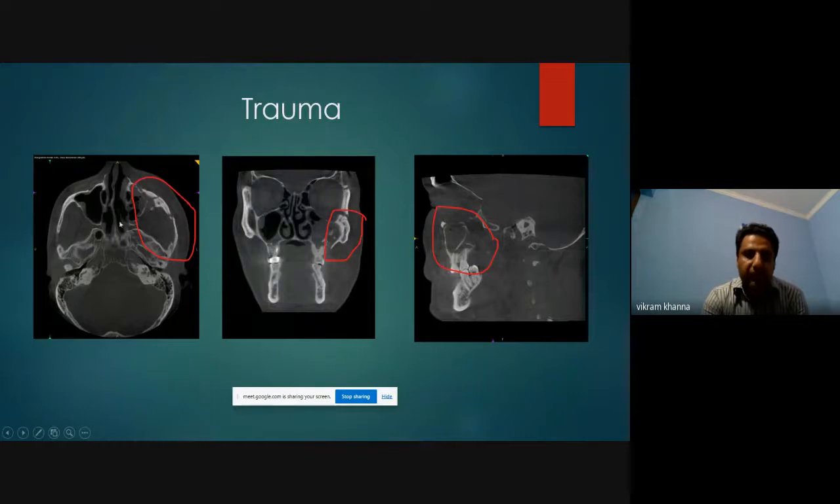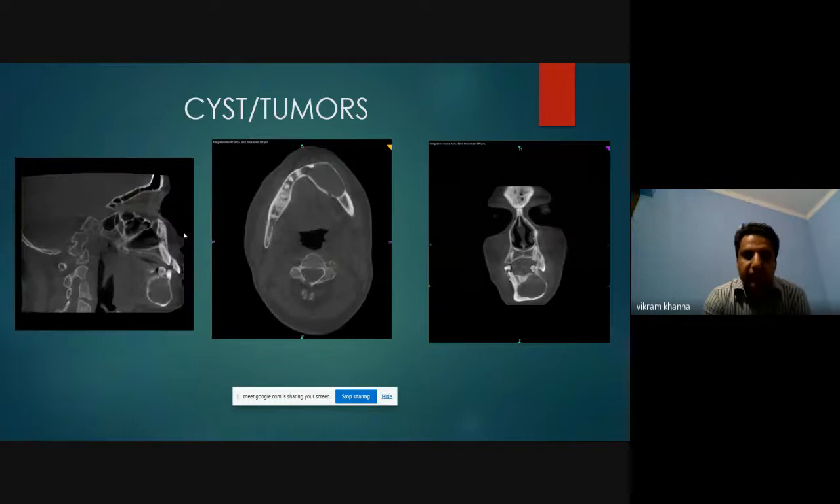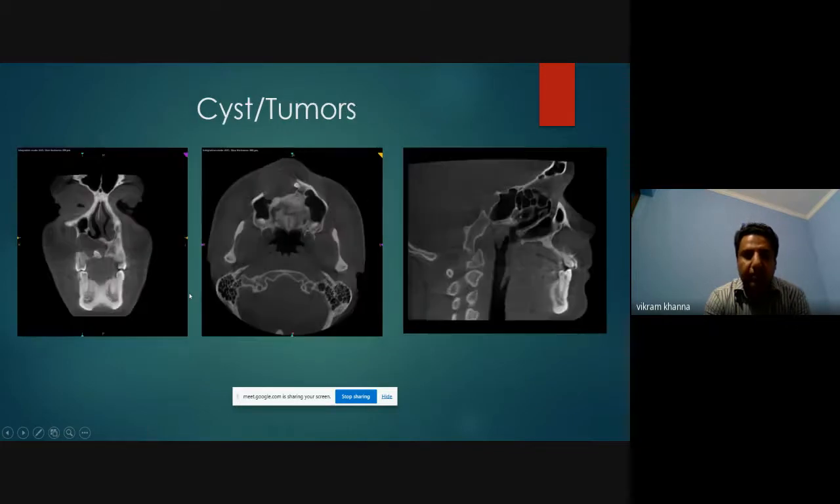This is for trauma cases. This is a zygomatic arch fracture. You can see it on the three planes, which helps the surgeon reconstruct it in a much better way. This is a dentigerous cyst. You can see it in all three projections.